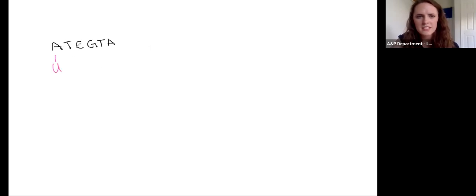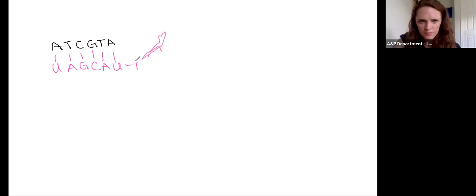Okay, and then this T is going to get paired with an A, because you can have A's in RNA, just not T's. Then C is going to get paired with an RNA of G. G is going to get paired with the C, T with an A. And then again, we have an A. A is only going to get paired with a U, because T's are not found in RNA. Okay, so this is going to be our oops, oh man.